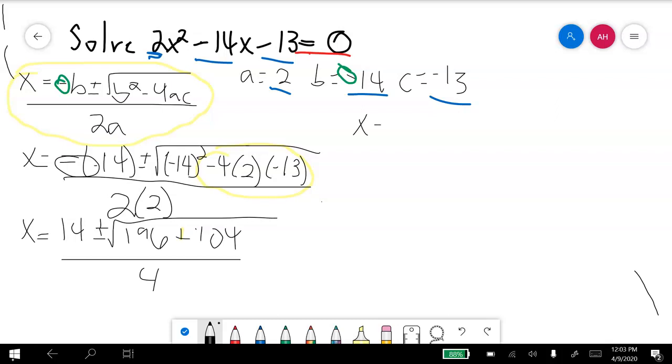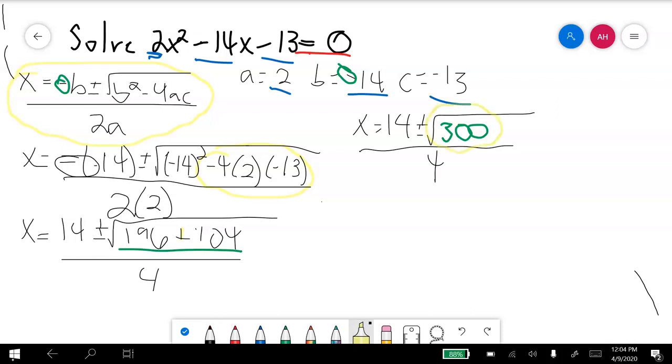Then you're going to go ahead and continue. You want to simplify the square root part completely first. So if you add these together, 196 plus 104 is 300. And then that's all over 4. Okay, and then the whole reason that we did the simplifying first is that you still need to go back and simplify this radical part. So we're going to simplify that.